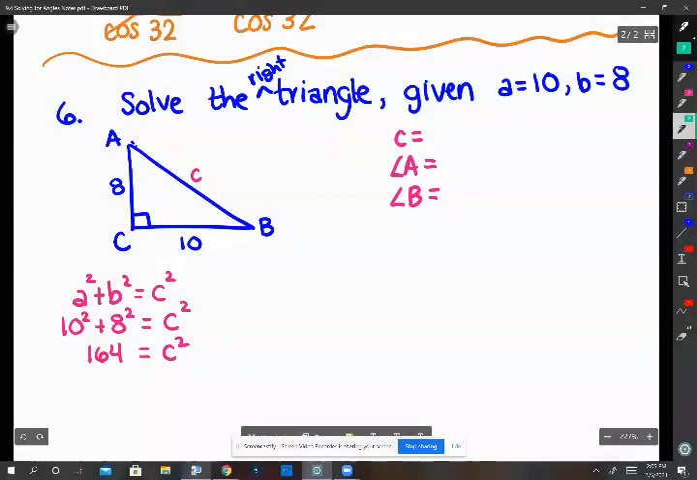And then remember, we want to take the square root. So we take the square root. 164 is not a perfect square, and so we want to break that down.